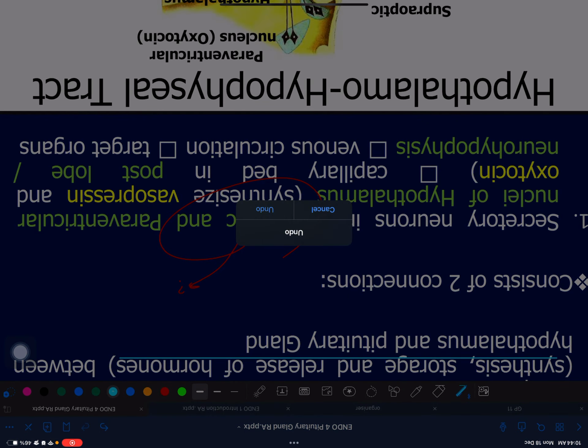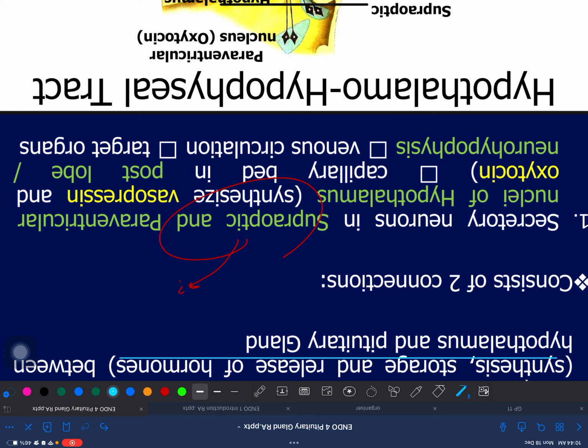Supraoptic and paraventricular. They have specific hormones at the posterior pituitary, which are vasopressin from the supraoptic nucleus and oxytocin from the paraventricular nucleus. Some books call it vasopressin, some call it ADH, antidiuretic hormone. It is secreted into the capillary bed in the posterior lobe or neurohypophysis, secreted into venous circulation and then to the target organ.